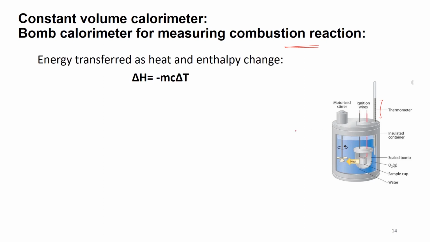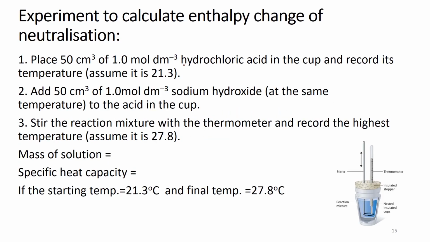Like the previous case, the enthalpy change would be equal to minus mc delta T. Let's look at one experiment to calculate the enthalpy change of neutralization. Place 50 cubic centimeters of 1 mole per cubic decimeter hydrochloric acid in a cup and record its temperature. This is your initial temperature, and you have to remember this is your concentration. We will use the concentration in order to calculate the enthalpy change of 1 mole of my substance.